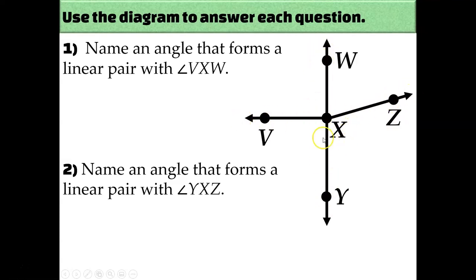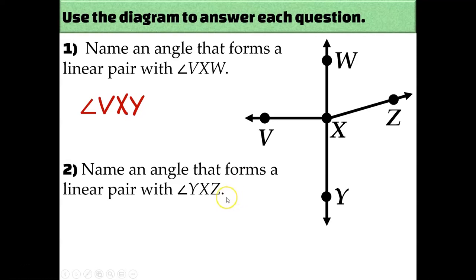But if I look at this side, so if I continue this side of angle VXW off in the other direction, yeah, this is all collinear. These are opposite rays. XW and XY, those are opposite rays. So that means that angle VXY forms a linear pair with angle VXW. These two angles are adjacent because they share ray XV as one of their sides, and their non-common sides are XW and XY, which are opposite rays.